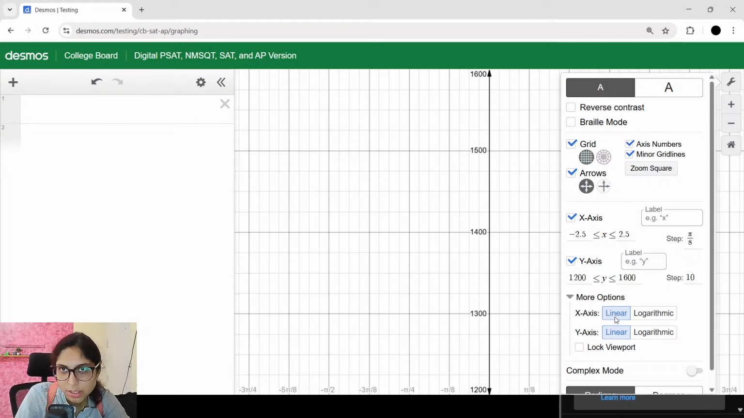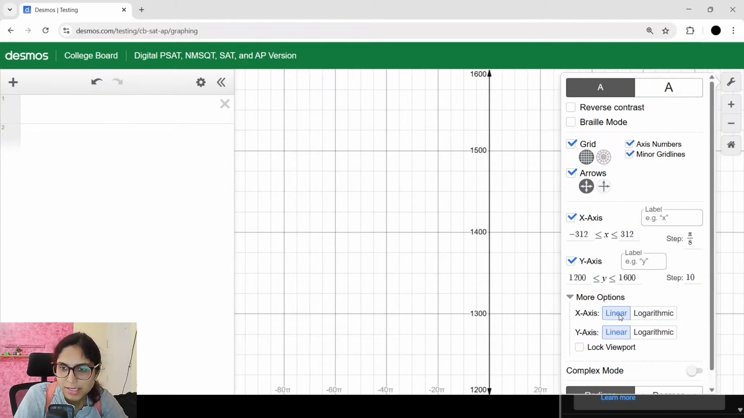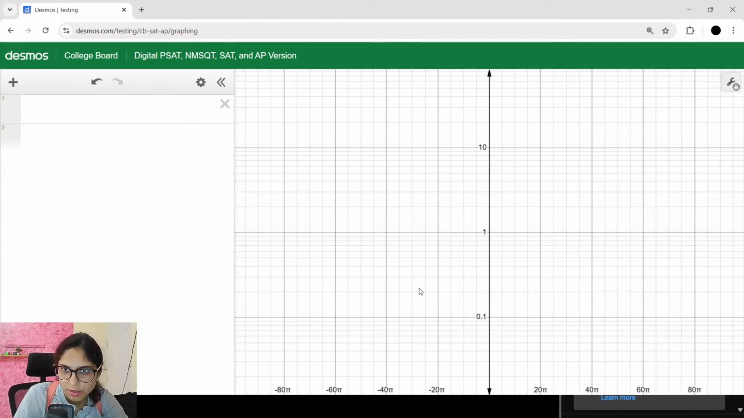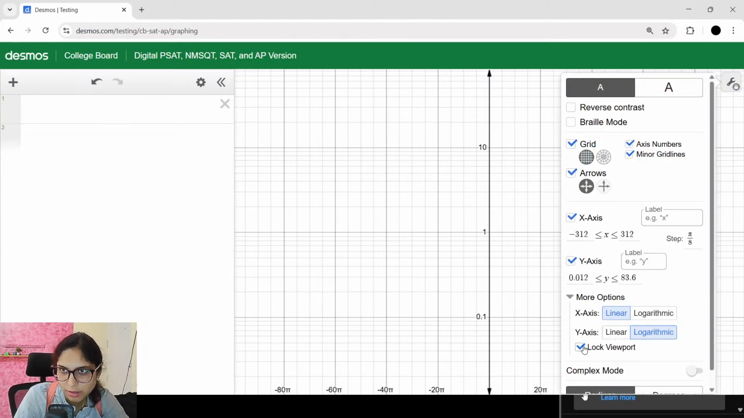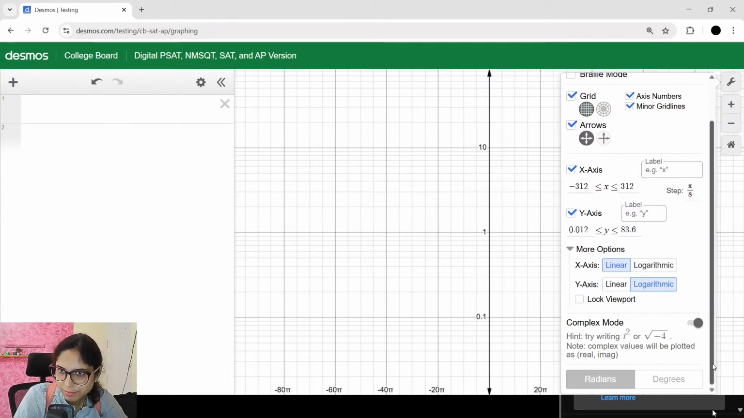So you can have linear. This is useful for pre-calc students. You can have logarithmic scale. In semi-log, your y-axis is on logarithmic, x-axis is normal. So you can also do that. You can lock viewport as well. And then you won't be able to do anything. You won't be able to zoom out, zoom in or anything. If you remove, then you can do everything with it. Complex mode, it's over there.